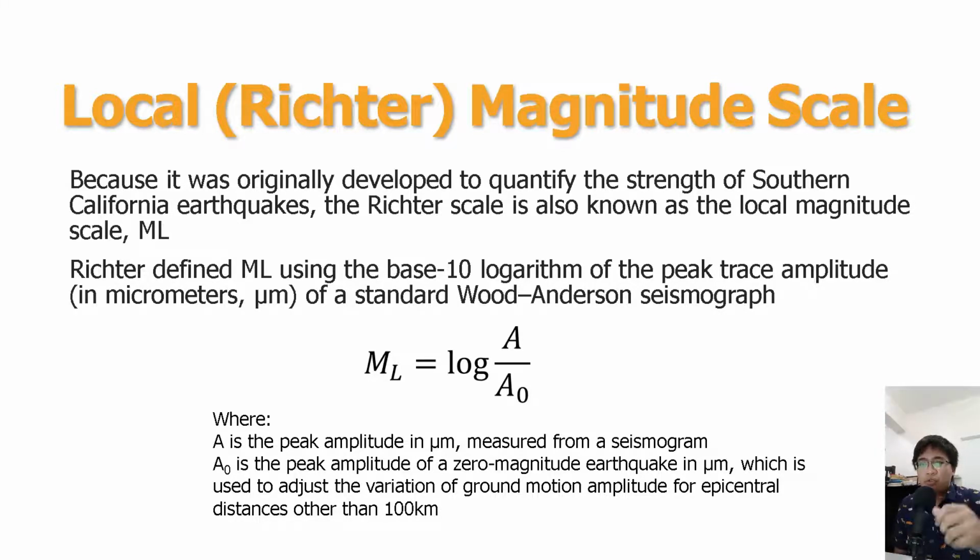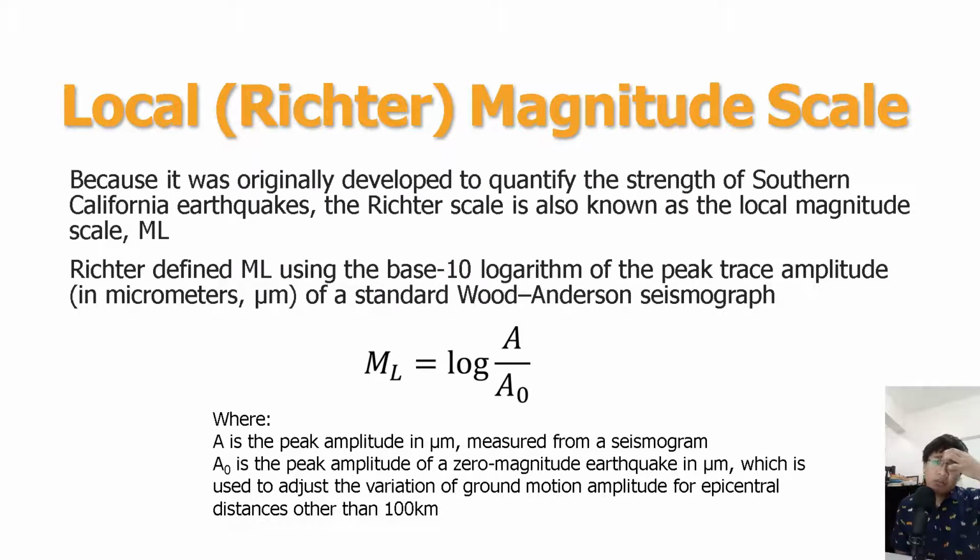So yung magnitude 2, kasi logarithm siya, so logarithmic base 10 siya. So yung magnitude 2 ay 10 times stronger than magnitude 1. Magnitude 3 is 10 times stronger than magnitude 2. So, ibig sabihin nun, magnitude 3 is 100 times stronger than magnitude 1. Now, magnitude 4 is 10 times stronger than magnitude 3. So, ibig sabihin lang din nun, magnitude 4 is 1,000 times stronger than magnitude 1.